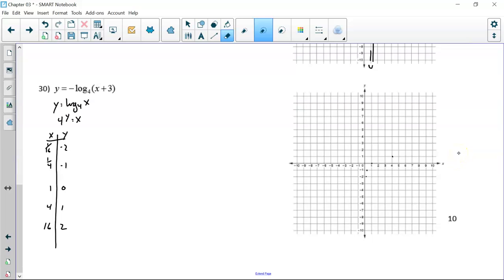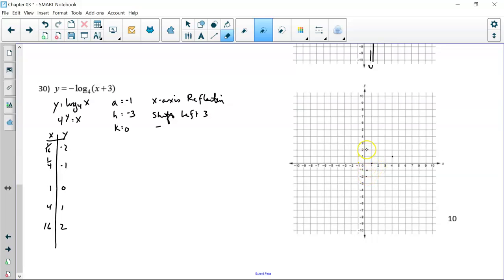So then A is negative 1, H is negative 3, and K is 0. So for our transformations, we have an x-axis reflection. We also have a shift left 3. And then K is 0, so nothing happens there. So we have to take care of our reflections first. An x-axis reflection. So we change those y values.